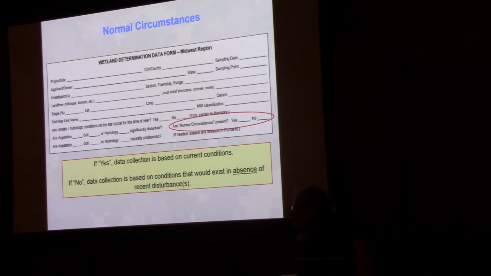So yes, we have to answer the question. The reason is, if normal circumstances exist, you just collect your data based on what's out there. Boom, you dig a few pits, collect your veg data, note your hydrology indicators, and you're done. If the answer is no, it's because one of the parameters is missing, and you can't make the call based on what is out there now, because normal circumstances don't exist.